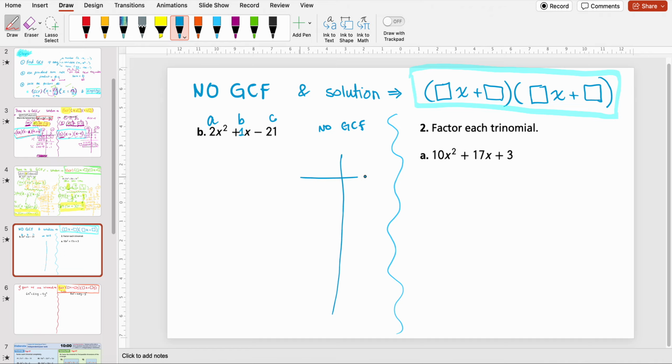Immediately. See? The product should be A times C. The sum should be B. This is your A. This is your B, a hidden 1. This is your C, negative 21. Now multiply 2 times negative 21. It's negative 42. The B is positive 1.